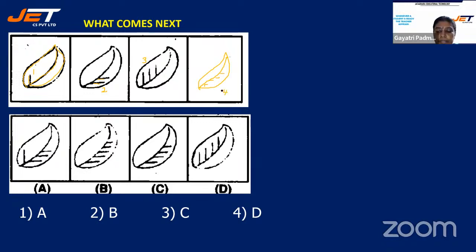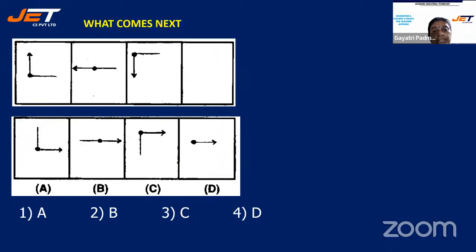Let's see what answer is being given. Yes, perfect. See, only C has 4. 1, 2, 3, 4. So we are on the right path. So option 3 is the correct one. All right. Now with this, we are moving on to the next question.